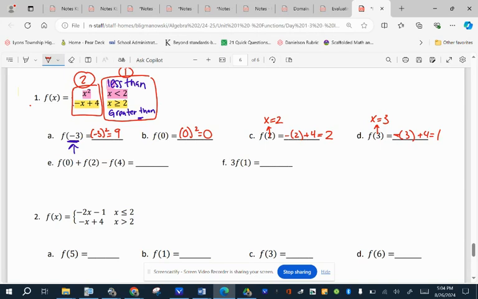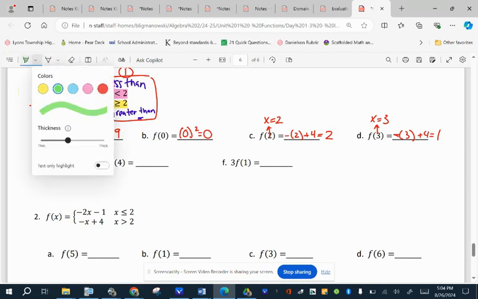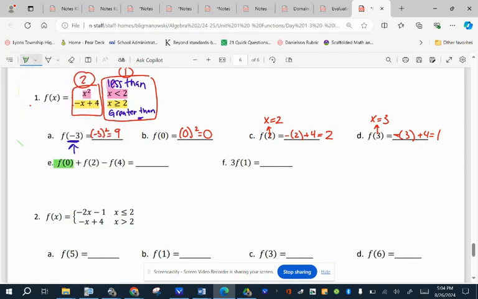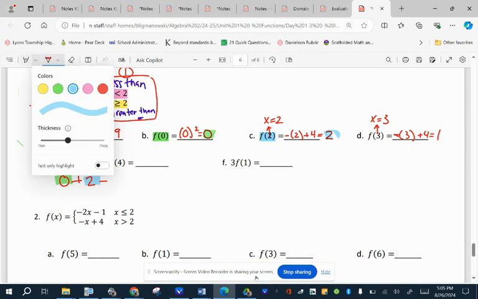Now for e, we're just going to combine a couple of these. So first it says f of 0. Well, f of 0 we said was 0, so we're going to put 0 plus f of 2. We said f of 2 was 2, so plus 2 minus f of 4.